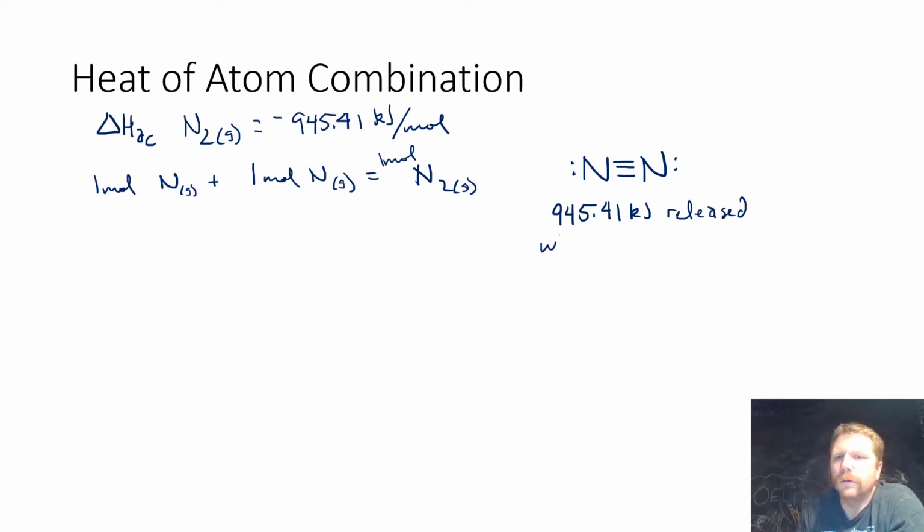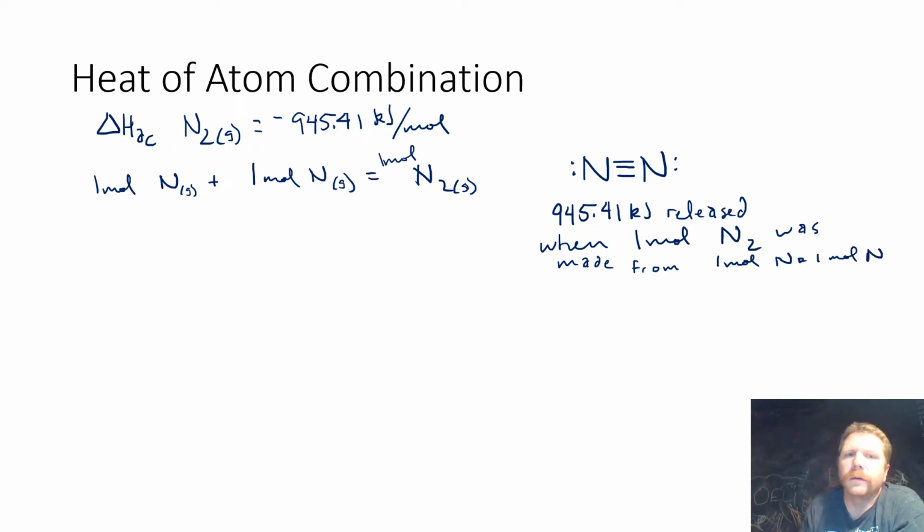when 1 mole of N2 was produced, was made from 1 mole of N and another mole of N. Okay. Now, what does that mean?